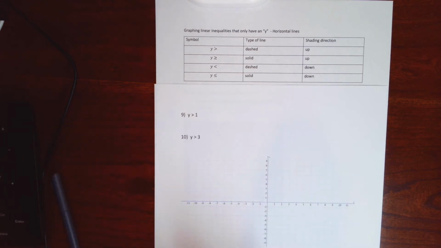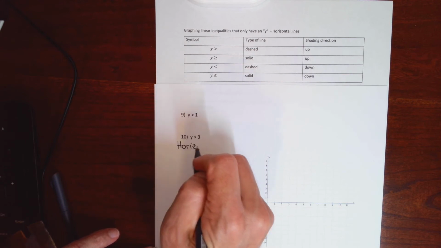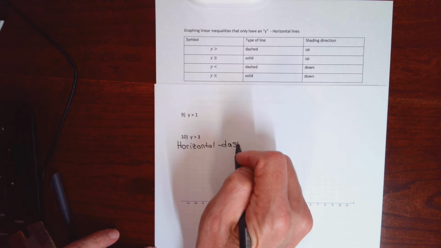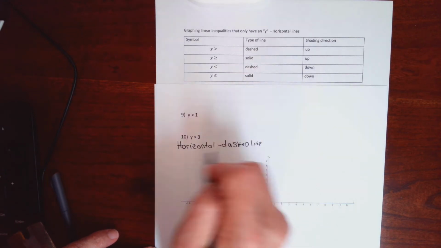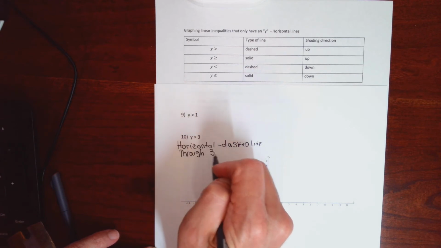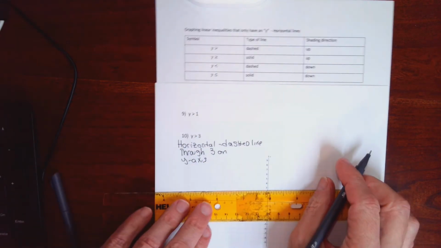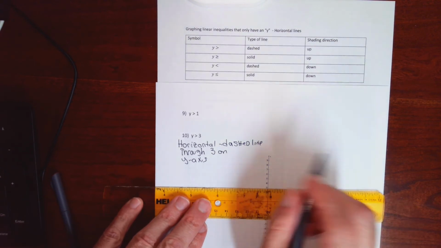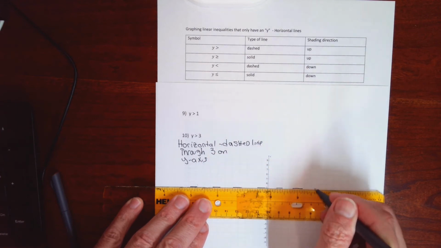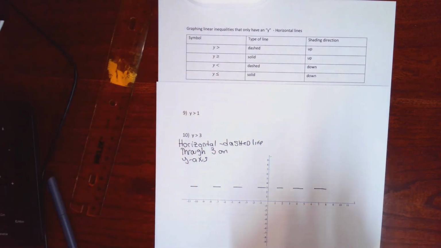So for problem 10, I'm going to draw a horizontal line, dashed, through 3 on the y-axis. And this would give me all the points on the graph whose y-coordinates are equal to 3. None of those are included in my answer because their y's are 3. They need to be ignored. But they separate the points of which the y's are bigger than 3 or the y's are less than 3.